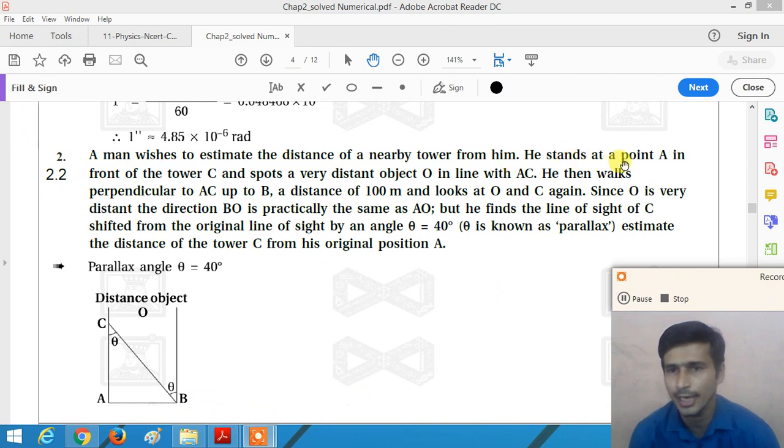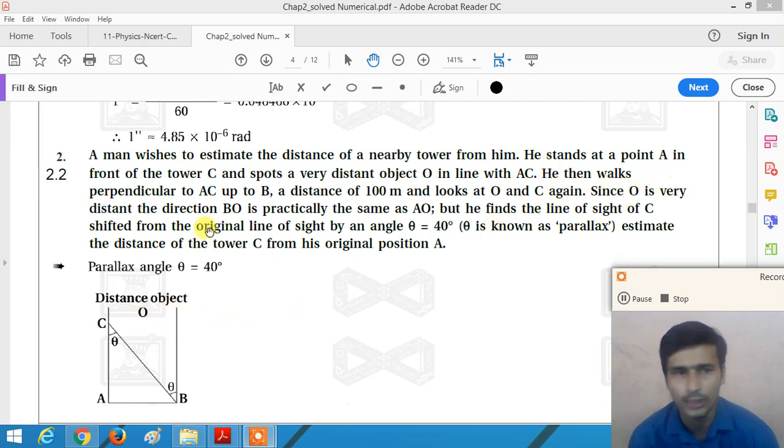He stands at a point A in front of the tower C, right? The man stands at this point A in front of this tower C, and spots a very distant object O in line with AC, and sees the distance of the very point-like object O from the line AC.